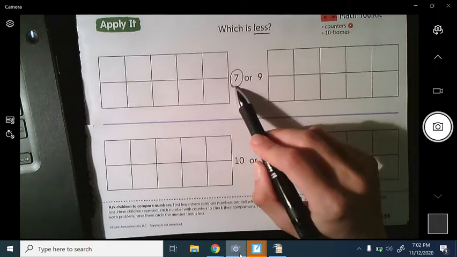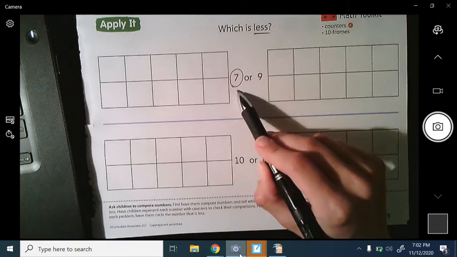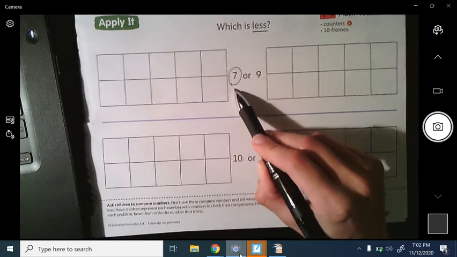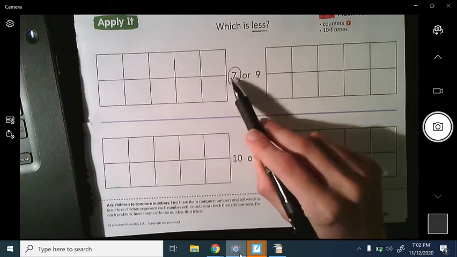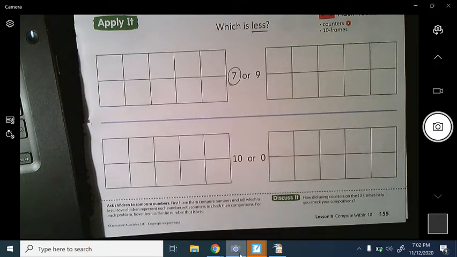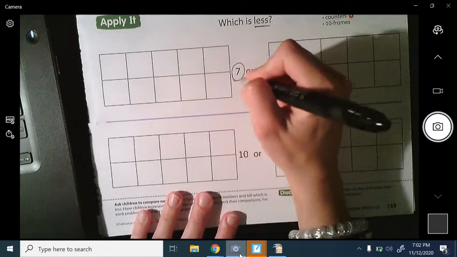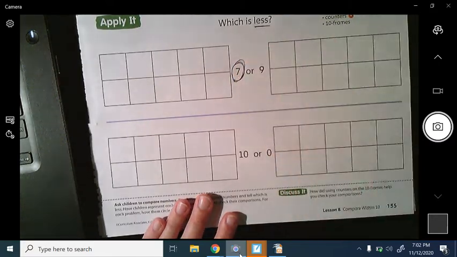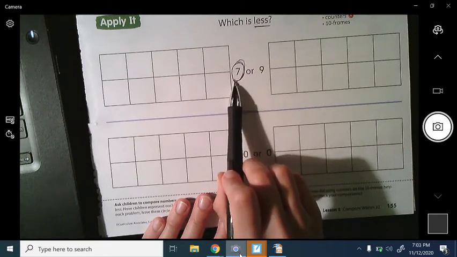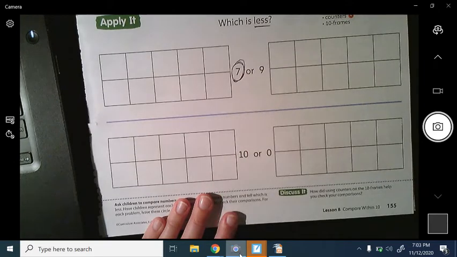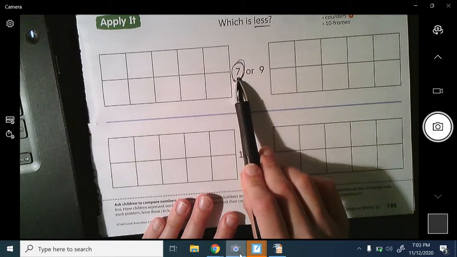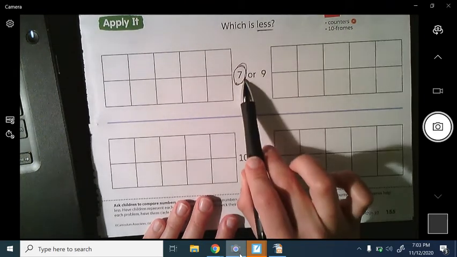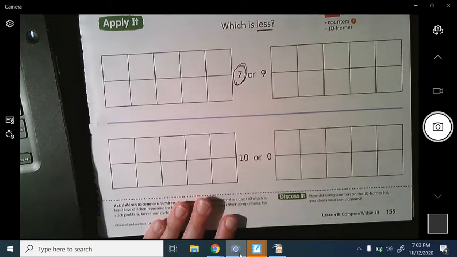So looking at these two top numbers, which number is less? We have a 7 and a 9. Which of these numbers is less? Did you say 7 is less, boys and girls? I circled the number 7 because I know that 7 is a smaller number. So that tells me that 7 would be less.